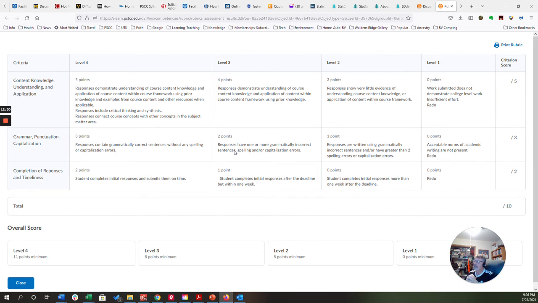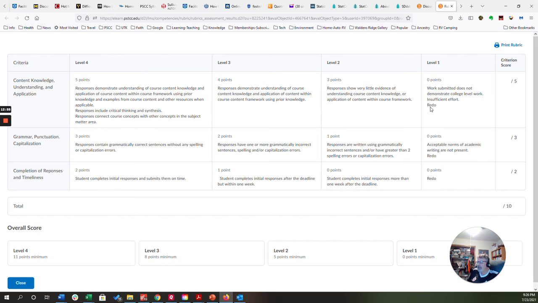5 points for content, knowledge, understanding, and application. 3 points for grammar, punctuation, capitalization. 2 points for completion and responses and timeliness. And it shows what's a perfect score here, what's a less than perfect score here. When you get down to this level, responses show very little evidence of understanding course content knowledge. And if you get to this level, you notice I have the redo.